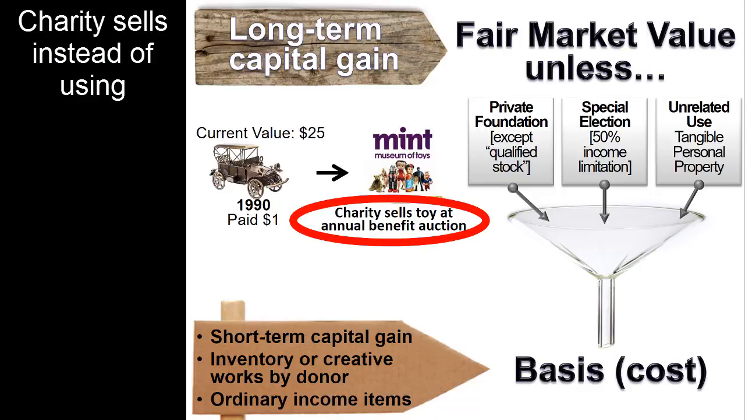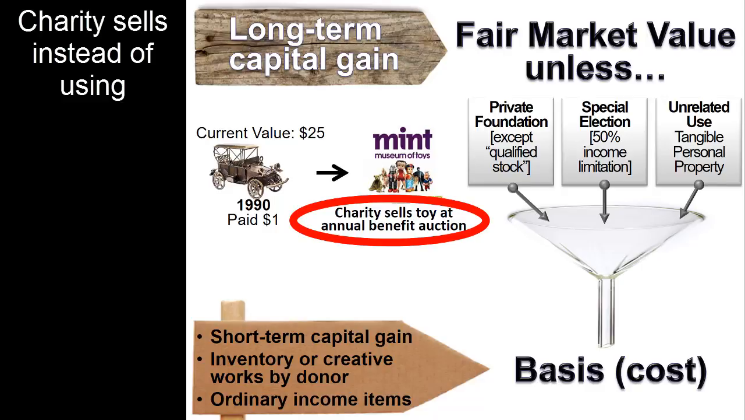In this case, the donor gives his antique toy car to a public charity that displays toys in its museum, but the charity doesn't want to display the donor's toy. The charity just wants to sell it. So after the donor has given the toy to the charity, the charity sells the toy at its annual benefit auction.